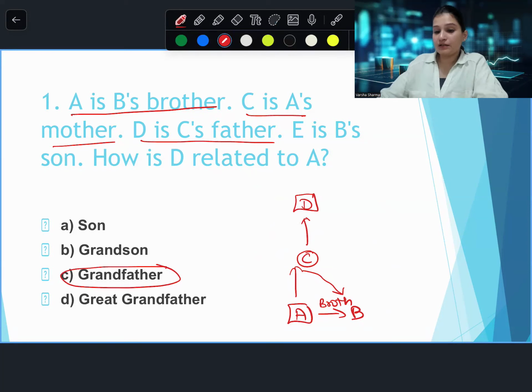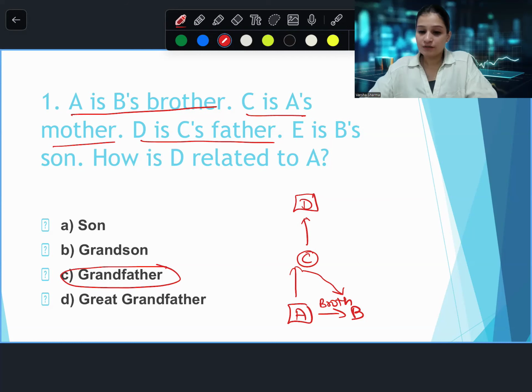Do we know the gender of B? No, ma'am. Any doubts? No, ma'am.